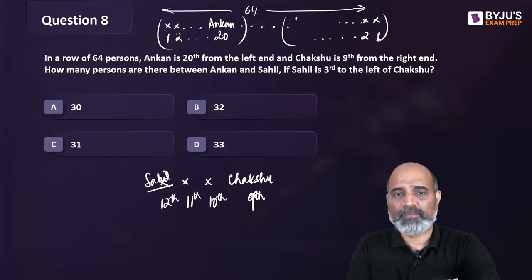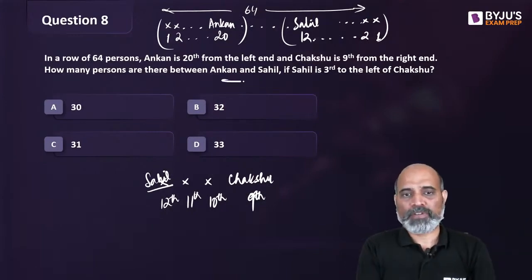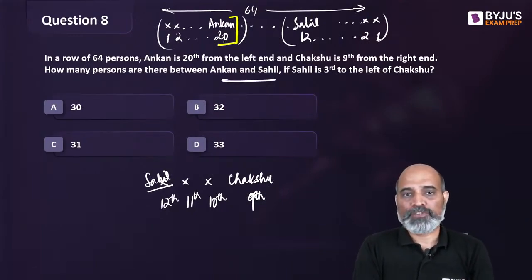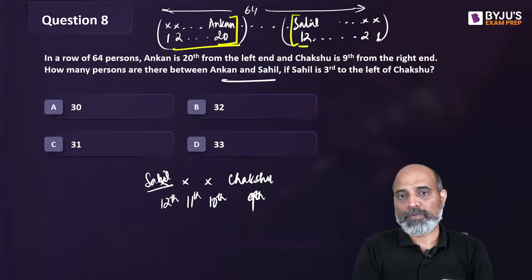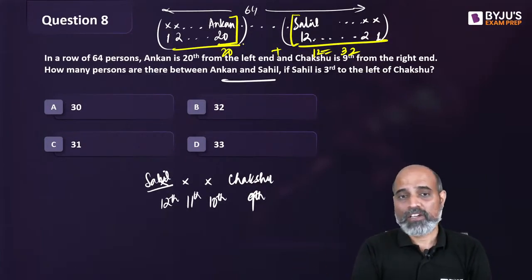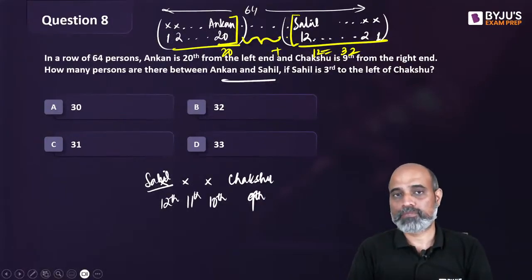Let's bring in Sahil because we have to look into the number of people between Ankan and Sahil. Now, out of 64 people, if 20 people are on the left-hand side and 12 people are on the right-hand side, so this is 20 plus 12, 32 people here, left and right, including Ankan and Sahil. So, how many people are going to be between them out of 64?